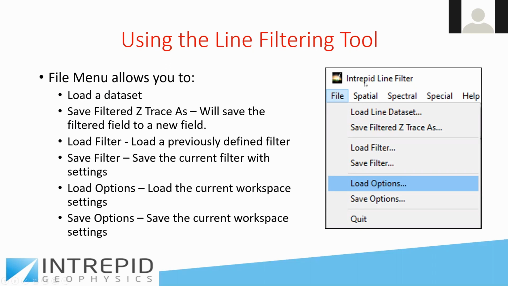So in the Intrepid line filter tool, there'll be, again, a number of drop-down menus. To load your data set, you click on File and then Load Line Dataset.